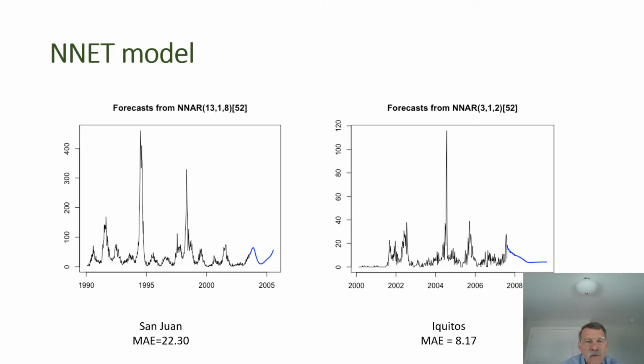And you can see the extreme variability and the randomness there. The NNet model seems to pick that up, especially noticeable in the San Juan submission, and you can see the forecast goes up and then down and back up again, which is the way the data looks. So San Juan had an MAE of 22.3. For Iquitos, the forecast drops off and then levels out, and that had an MAE of 8.1.